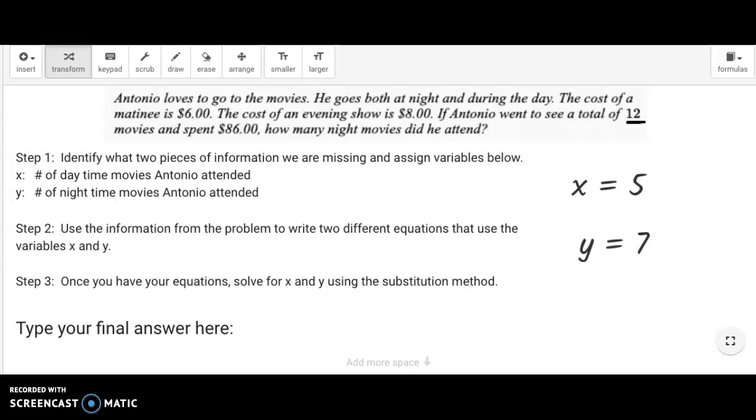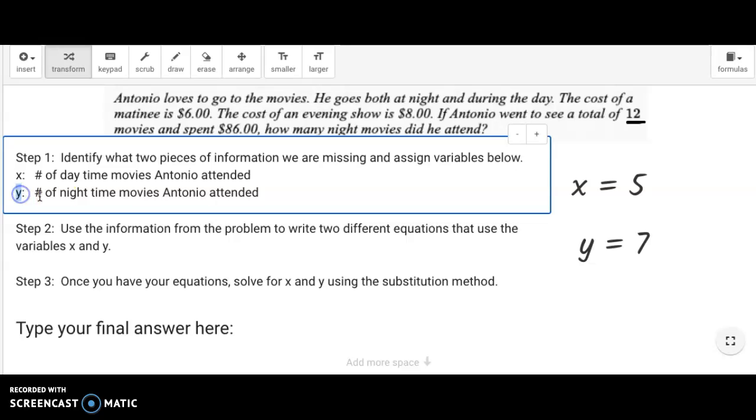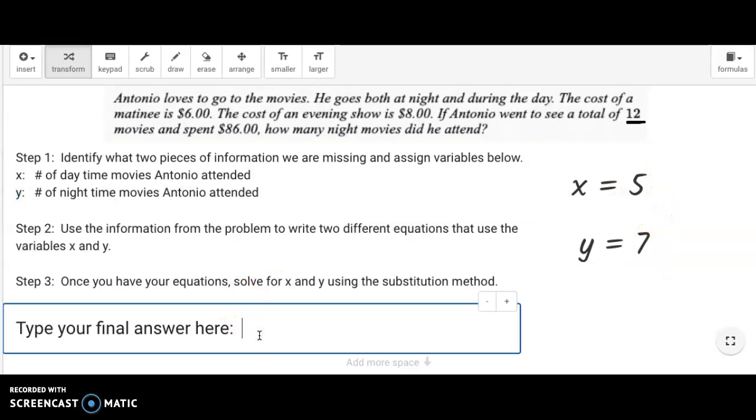So the last thing that we need to do is step 3. For step 3, it says type your final answer here. Once you have your equations, we solve for x and y, which I already did, and then I'm going to put my final answer right there. If you look at what the problem asked, it said how many nighttime movies did he attend? That was one of the reasons why I had you write this in step 1, because now we just look at which variable that is. So y is the number of nighttime movies, and that looks like it's 7, right? So it looks like he saw 7 nighttime movies and 5 matinees, which are the daytime movies.